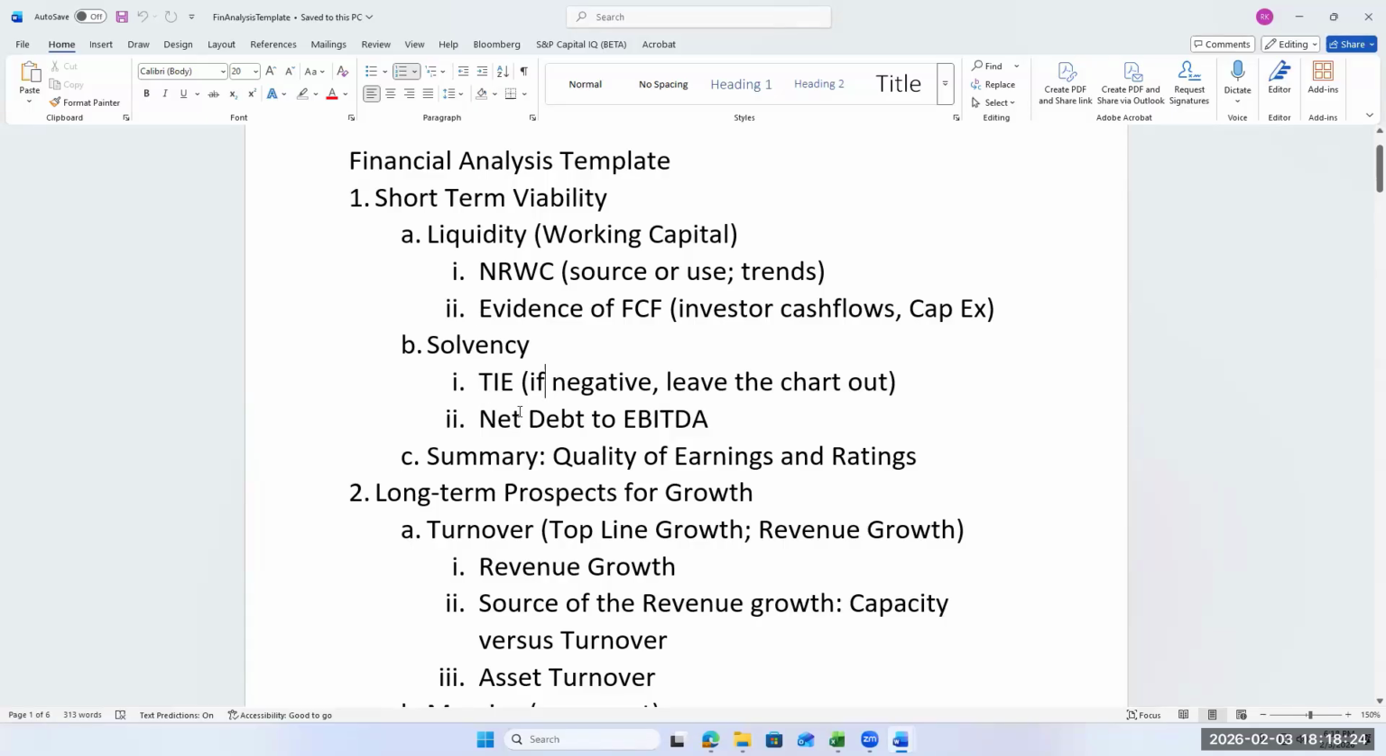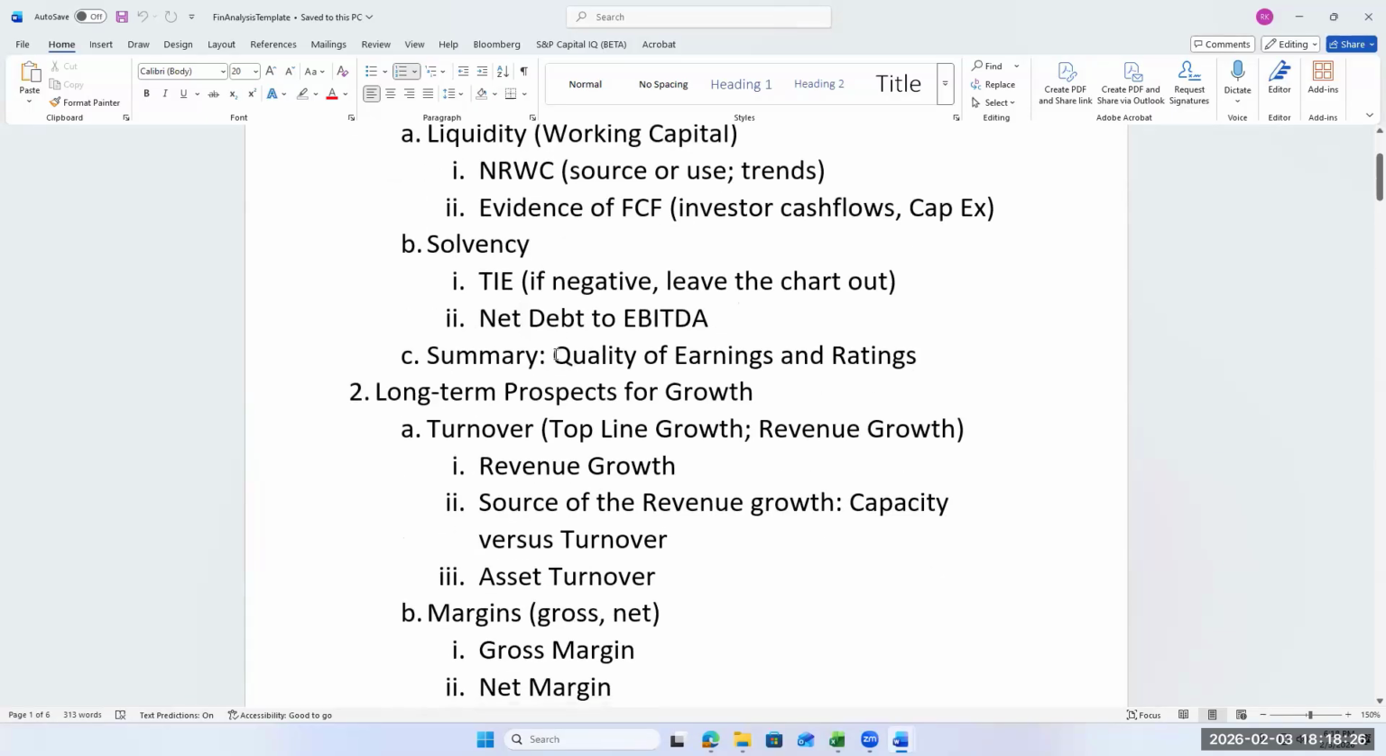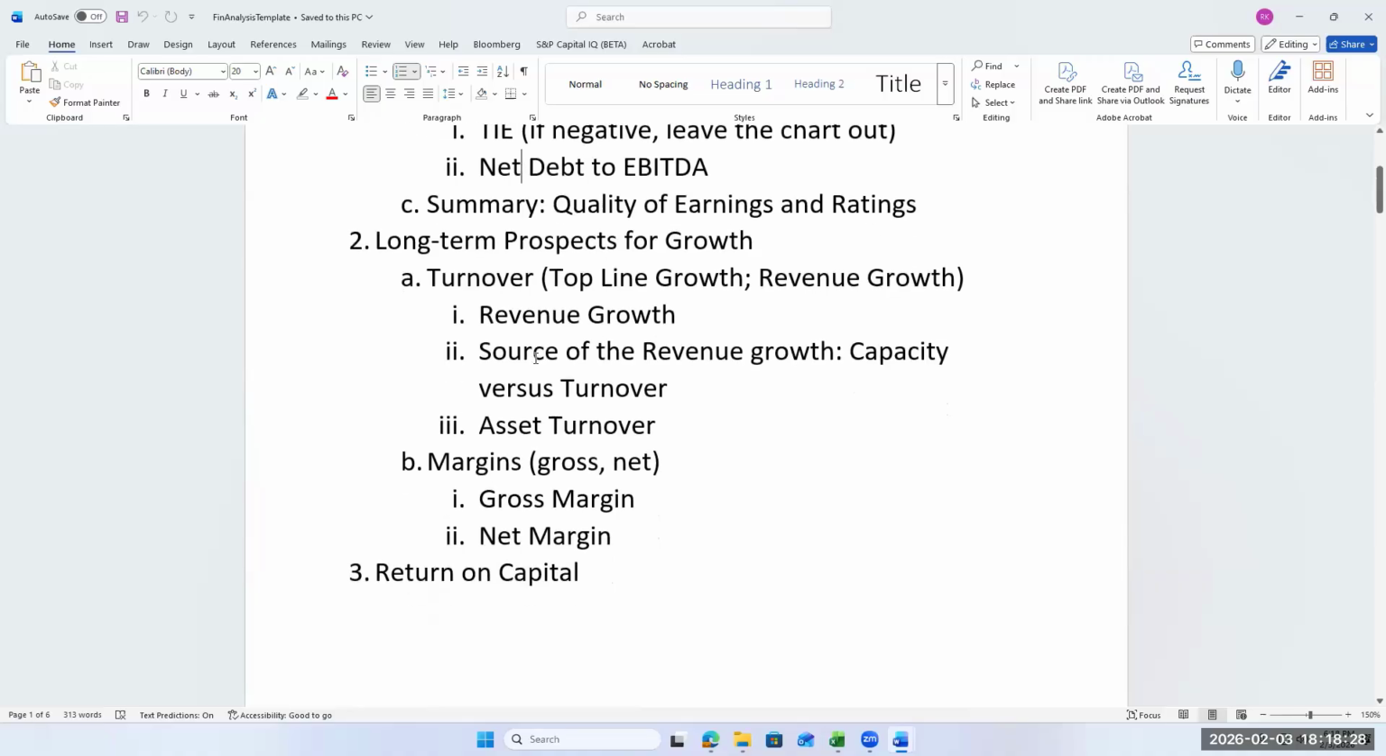Solvency is all about debt levels. Quality of earnings: is there something strange going on? There's a chart that looks at that to see if there's some big disconnect between cash from operations and net income. Is something bizarre happening? But generally, it's not an issue we bring up in the pitch book.